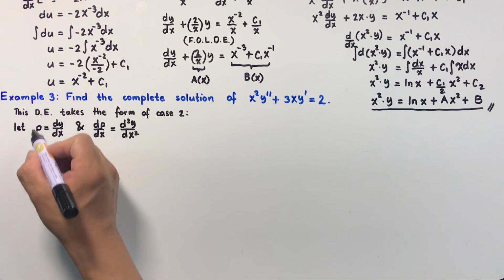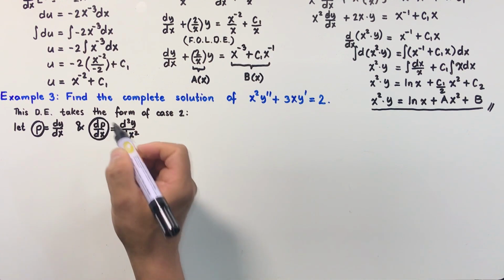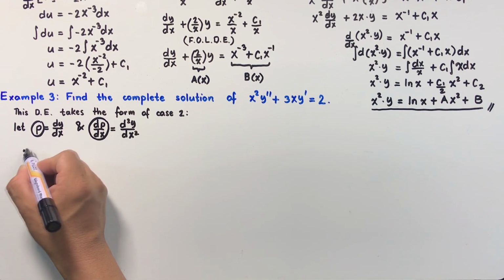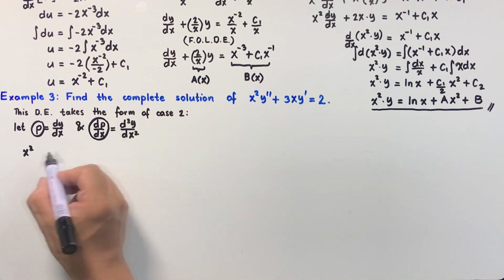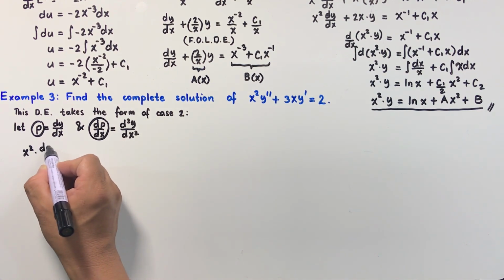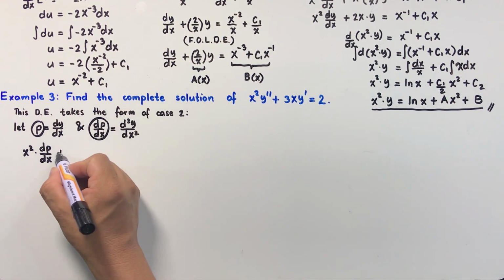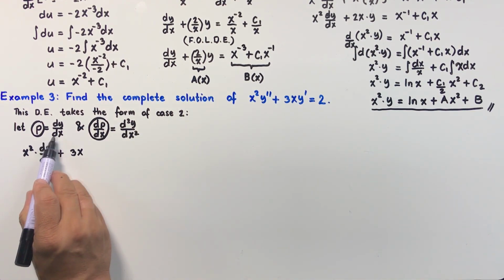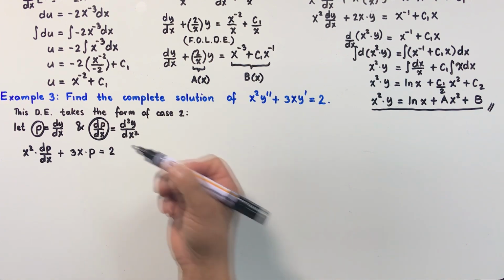So substituting our representations of p and dp/dx in our differential equation, we have x squared times y double prime, which is the second derivative of y with respect to x, multiplied by dp over dx, plus 3x times y prime, which is the first derivative of y with respect to x. Instead of writing y prime, I will write p there because that is our representation.